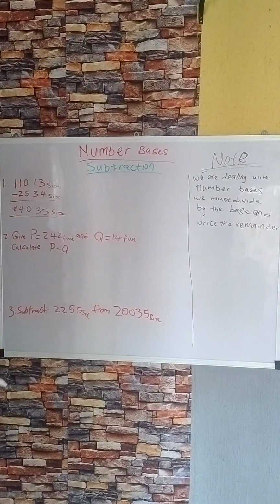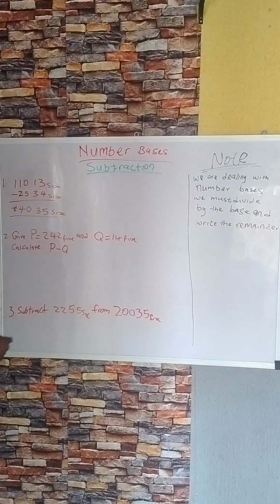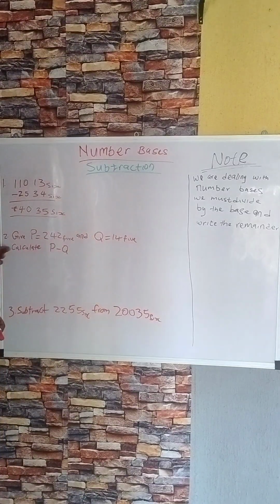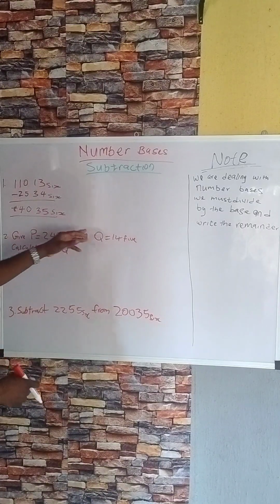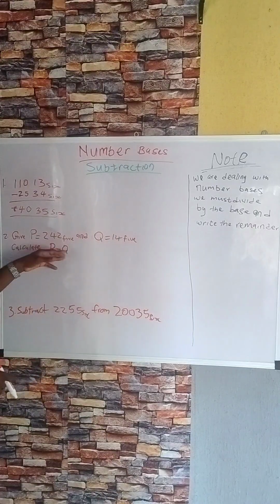Okay? So this is how subtraction under base 6 is done. Even if it's in base 7, to apply this same process, you get your answer. Base 8, base 5, whatsoever base you apply this, exactly you are going to get it. So let's look at the second kind of question we have here. It said, given P equal to 242 base 5 and Q equal to 14 base 5, calculate P minus Q.